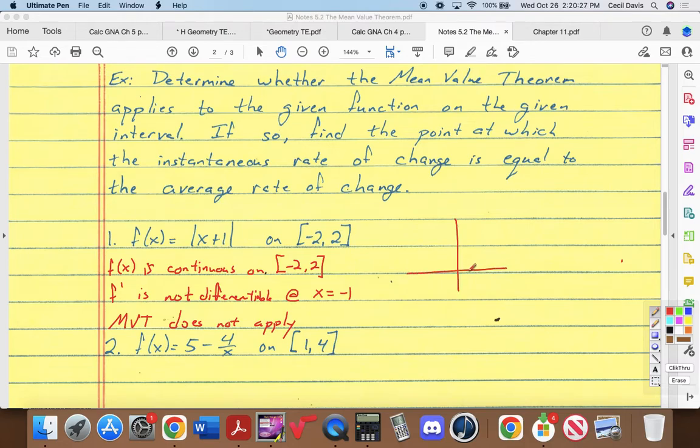If you were graphing this, the graph looks something like that, right? It's got that corner down here where the derivative from the left at -1 is not equal to the derivative from the right.